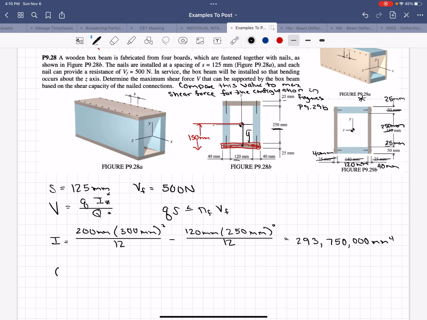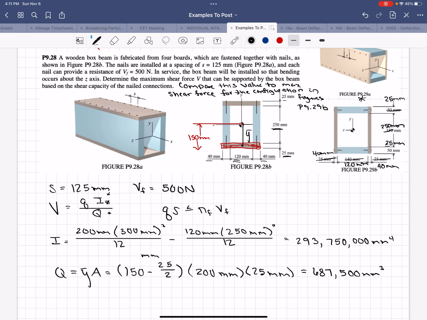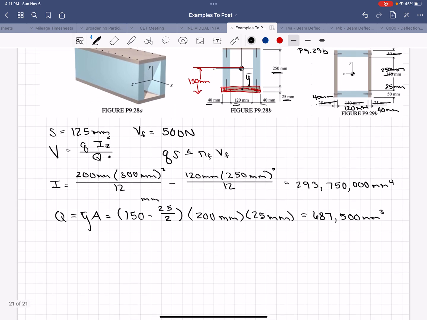So big Q, the first moment of the area, equals y bar times the area. So that equals 150 minus 25 divided by 2, because we're going halfway into that beam, in millimeters, times the base of this, which is a full 200. We have the 40, the 120, and the 40 again. So times 200 millimeters, and the height is 25 millimeters. And we get Q equals 687,500 millimeters cubed.